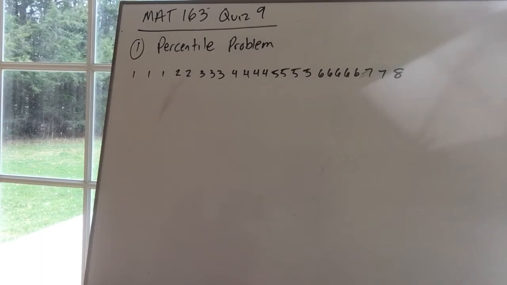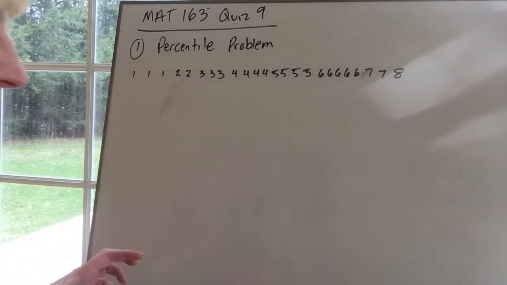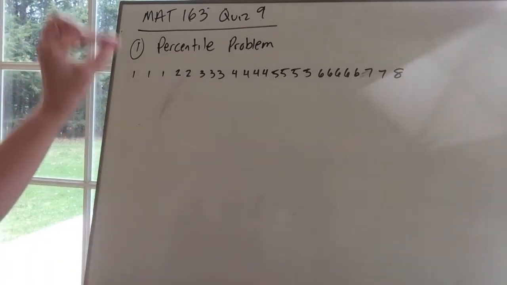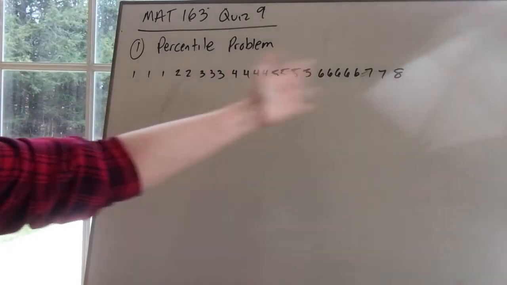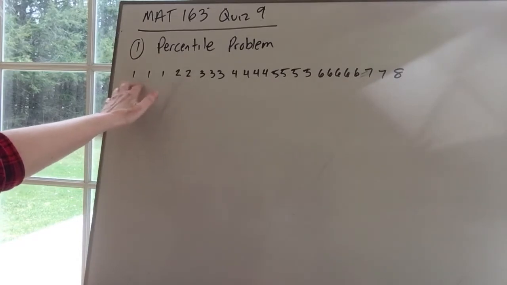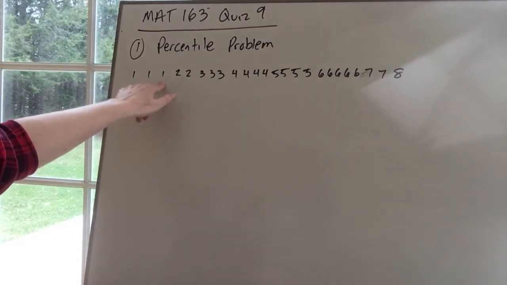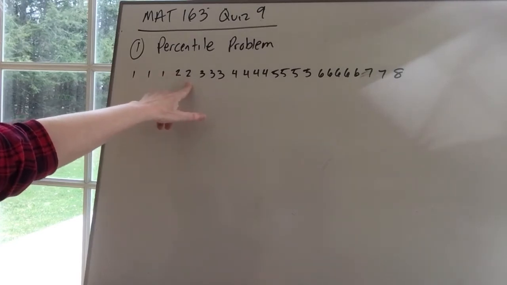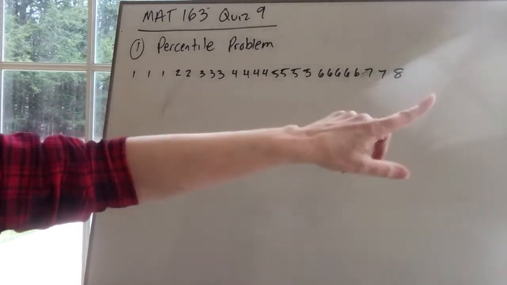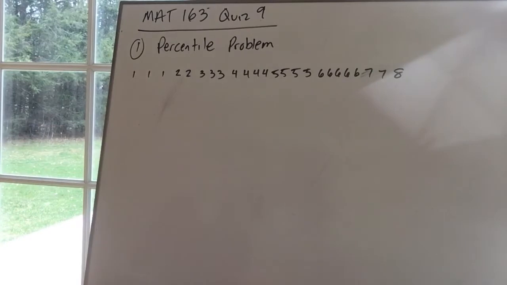The first problem is a percentile problem, and I give you a picture of a number line with x's above the numbers. So basically what you want to do is write those numbers out. There are 3 x's above the 1, so you write down 1 three times. There are 2 x's above the 2, so there are 2 2s. There are 3 x's above the 3, so there are 3 3s. So you just do that for all of them. If you count the number of x's, there's 24. So there are 24 data values.